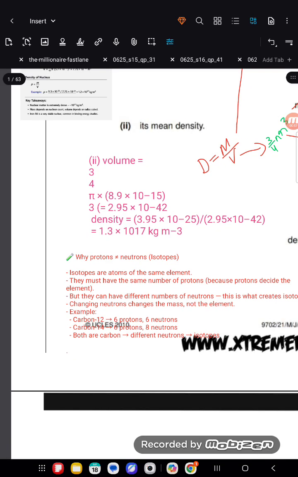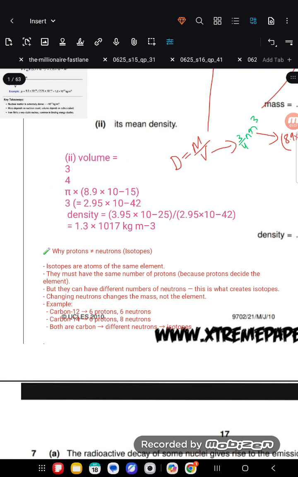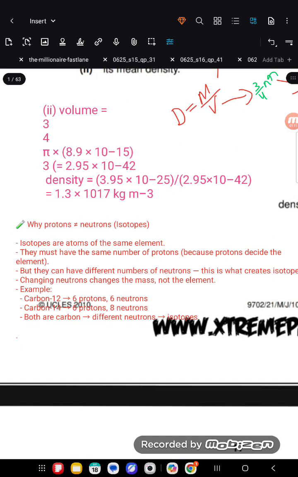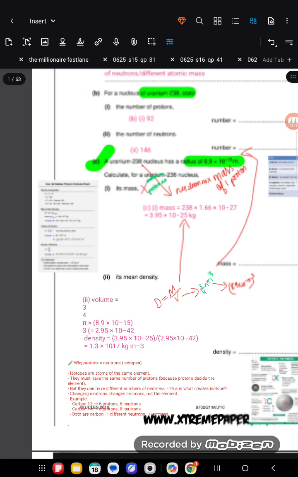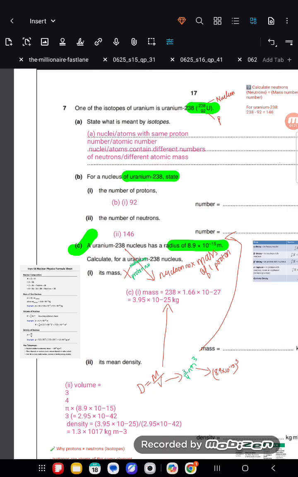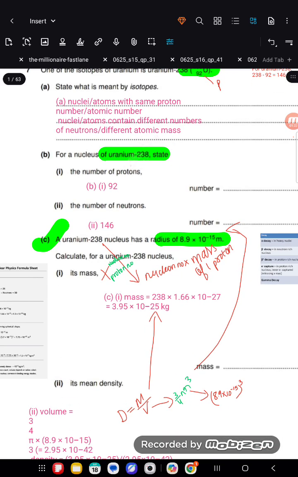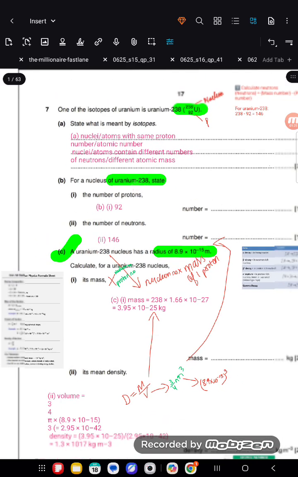Isotopes are the same element, they must have the same number of proton, but they have different number of neutron. Okay, this is what creates isotope. Change in neutron changes the mass, not the element. Okay, like carbon has 6 proton, 6 neutron. Carbon 14 has 6 proton, 8 neutron. Okay, so this is isotope. So you will not calculate it as other element. Okay, these are isotopes, so you have to calculate in that way.